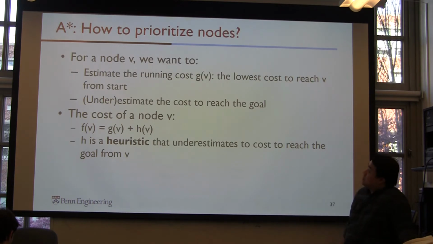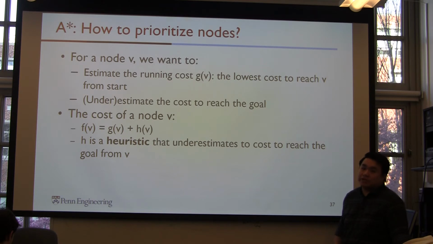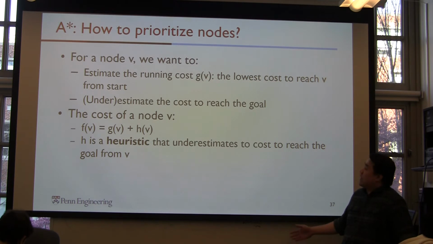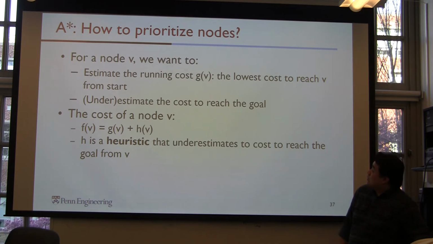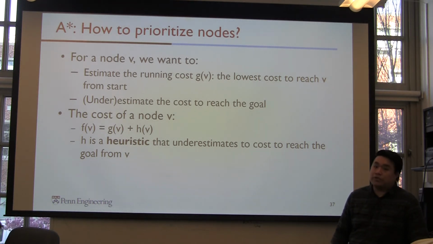All right. So now we're jumping to A star. A star is very similar to Dijkstra, but it also has an extra heuristics function that you use to estimate the true value for the next node and decide which node is the best to pick. So you're estimating the running costs still. That part is the same as Dijkstra. You also add in another function which underestimates the cost to reach the goal from that node. That is what we call the heuristics function.